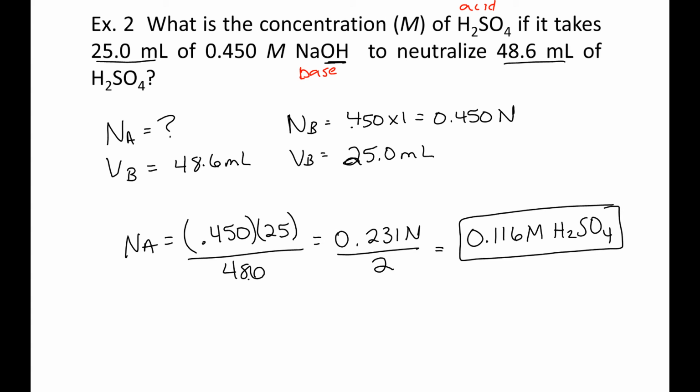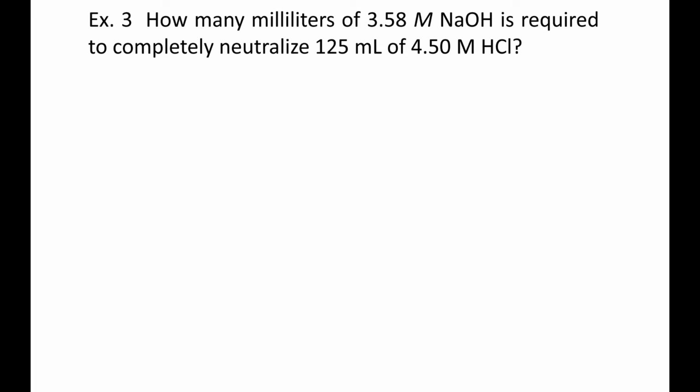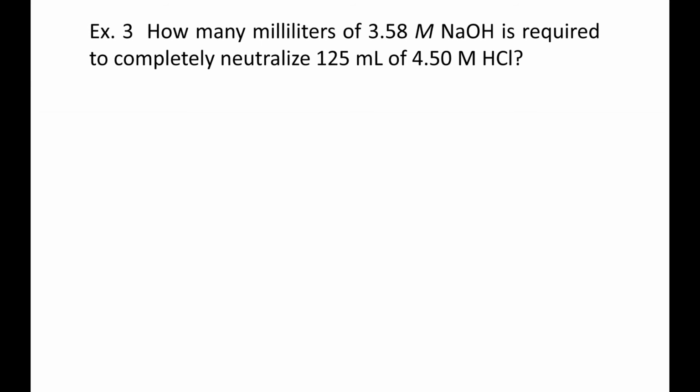Okay, hopefully you guys understand that. Next: how many milliliters, oh good, we're looking for volume, of 3.58 molar NaOH is required to completely neutralize 125 milliliters of 4.50 molar HCl? Well, let's see what we got here. We have our acid here and our base here. So it looks like we're looking for VB.